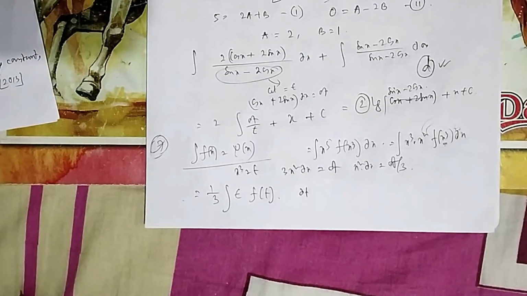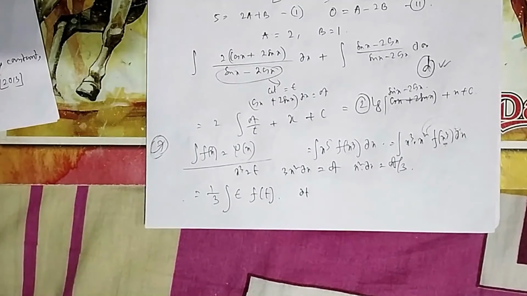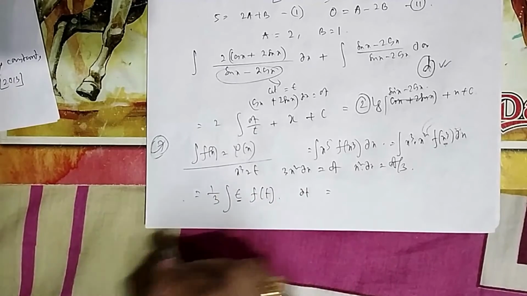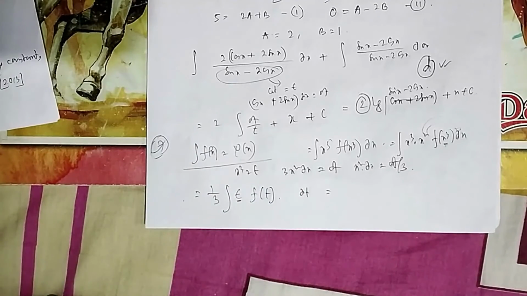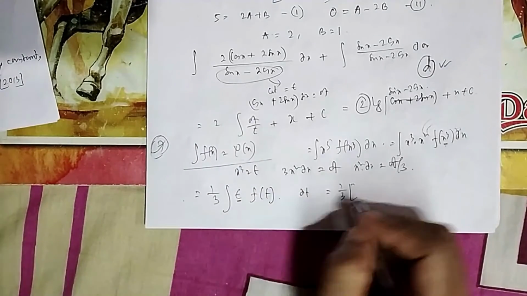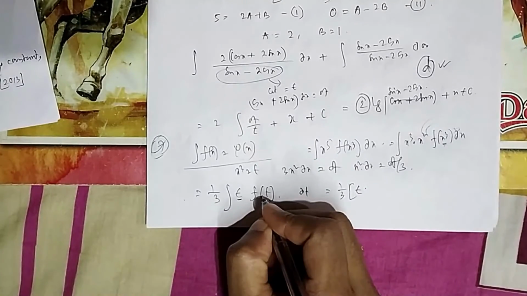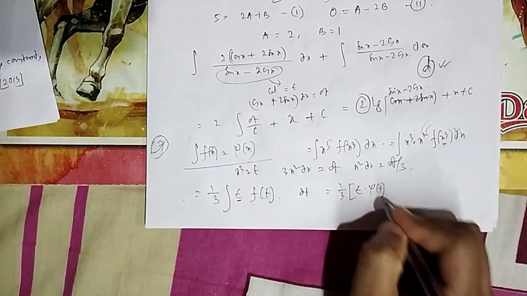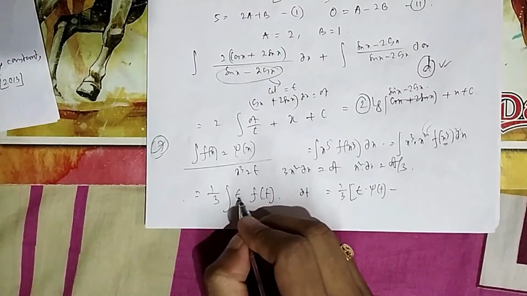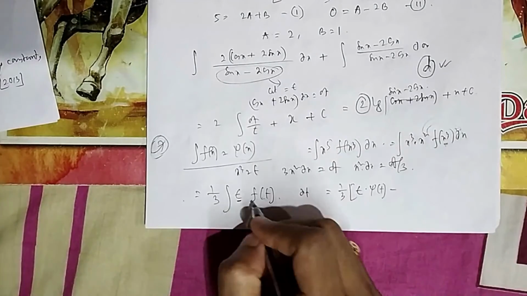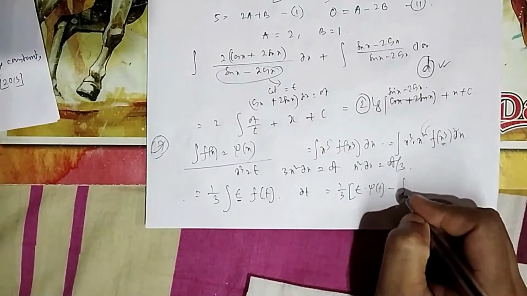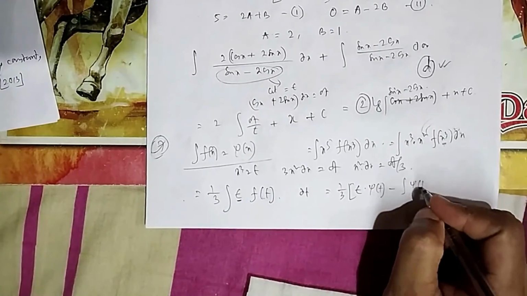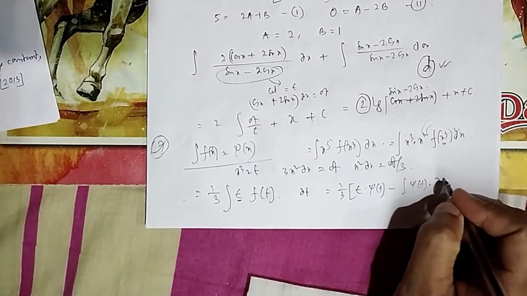Now you can apply integration by parts here. What is the formula for by parts? You consider this as the first function. So first function as it is, into the integration of the second function. What is the integration of f(t)? It is always psi, so it will be psi t, minus the differentiation of the first into the integration of the second. The integration of f(t) is psi t, so I am writing psi t, and the differentiation of t is 1, so it will be of this fashion.